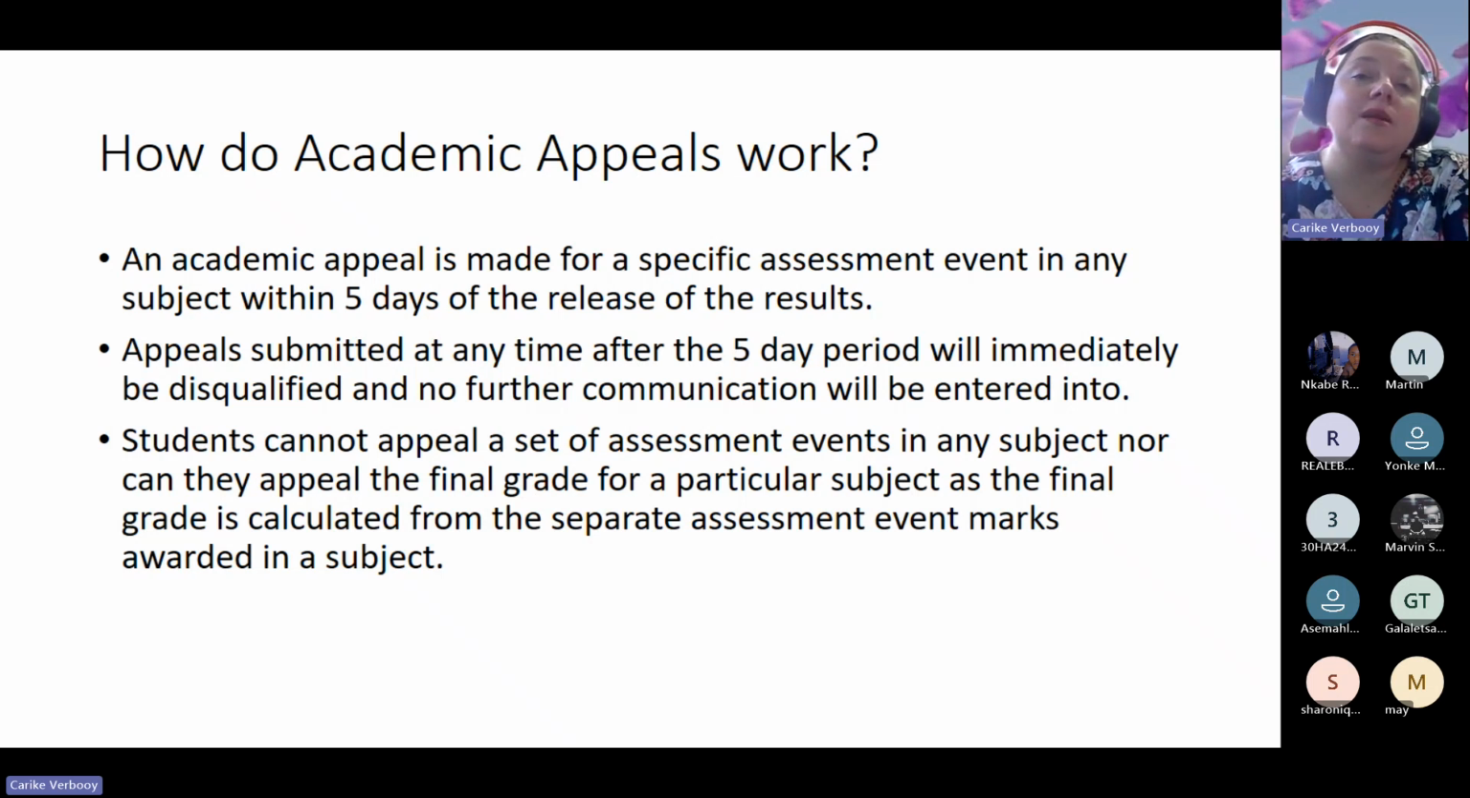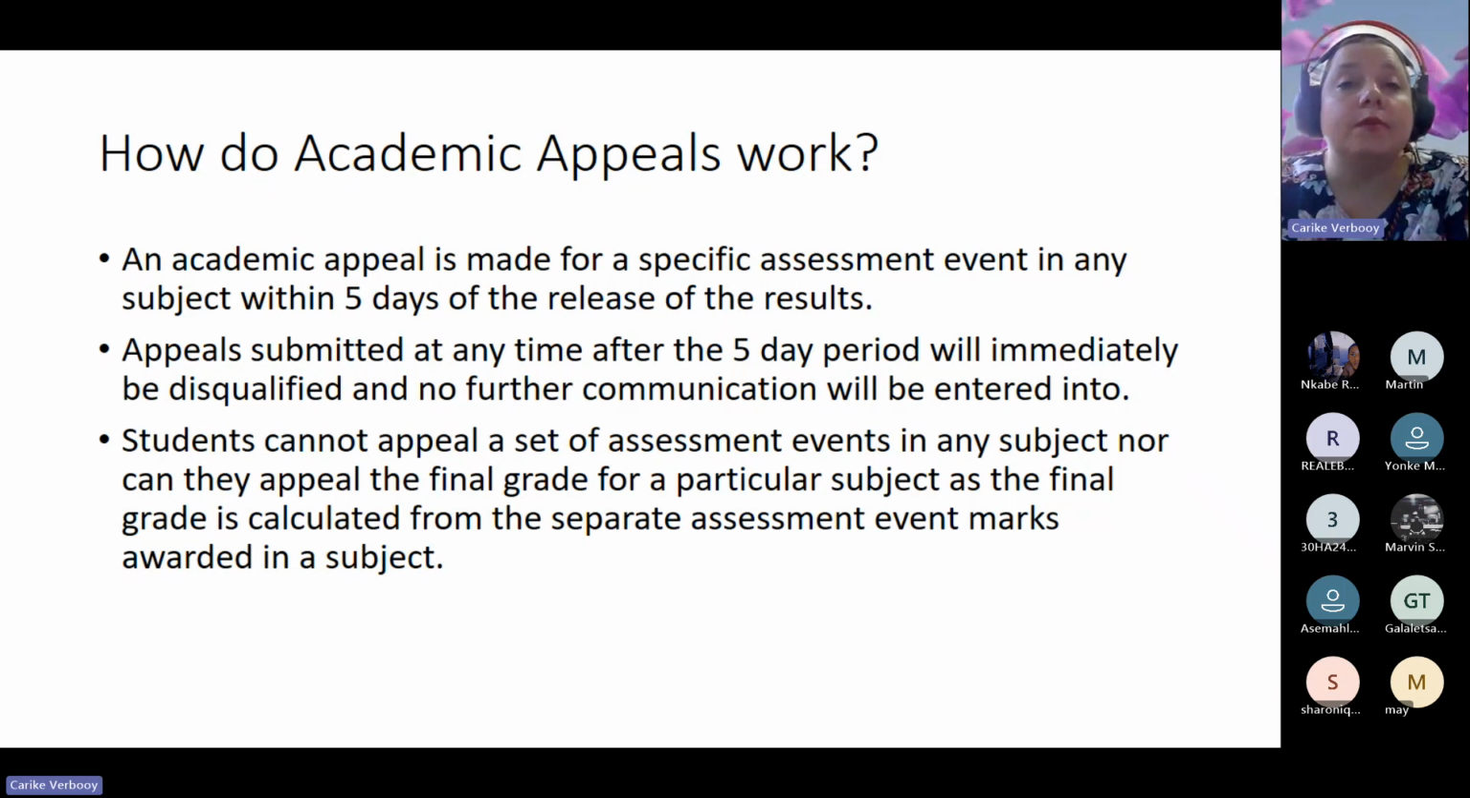You have to send an appeal for a specific subject for a specific assessment event. So it's 1 email per subject. You can't send me an email that covers all your subjects and say, I don't agree with my marks. It doesn't work that way. You have to send an email that says, Journalism 2, plagiarism penalty.